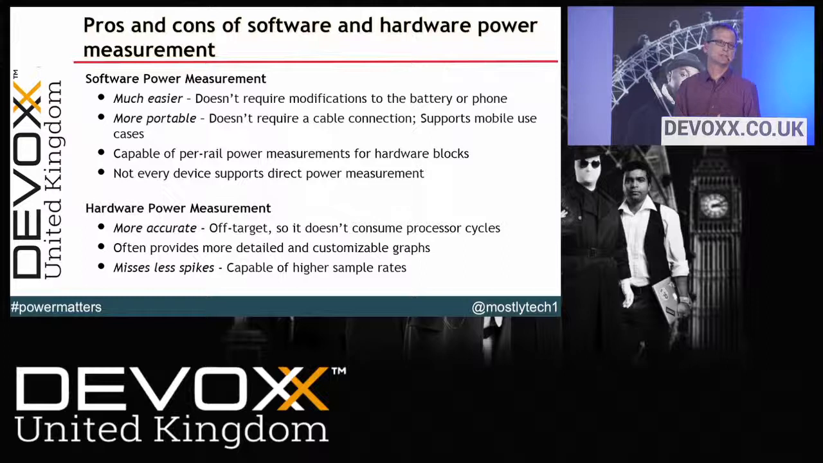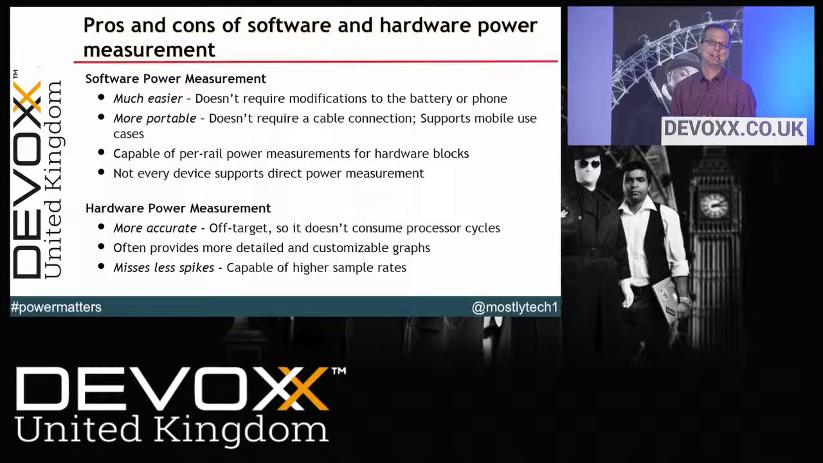That's going to show you things like Wi-Fi scanning. It's going to show you a handover from Wi-Fi to cellular connections. It'll show you what happens when your signal strength drops on a cellular connection. Very revealing. It also shows you what's happening when your device is idle, which is very shocking once you see that. Another advantage of software, you can do per rail power measurements of hardware blocks.